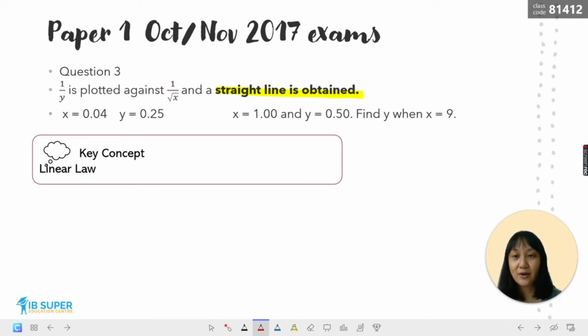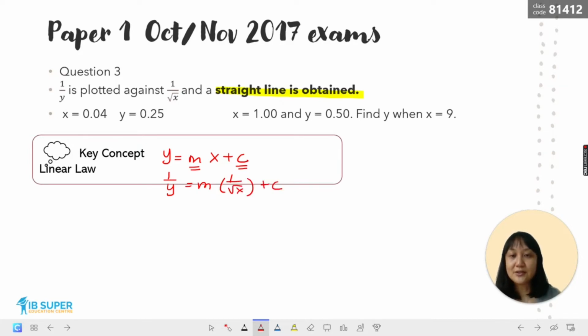And you know, linear law involves the form y equals mx plus c, where m is your gradient and c is your y-intercept. So in this example, your Y is actually 1 over y, and your X is 1 over square root x, plus c. In order to solve, we need to first find m and c before we can find y when x equals 9, given all the variables here.